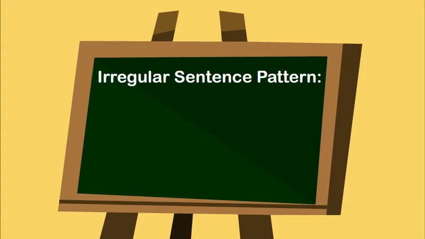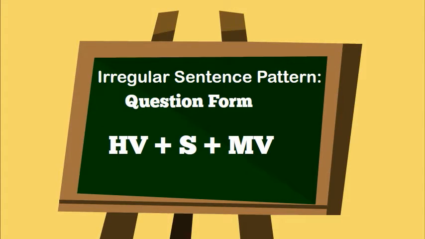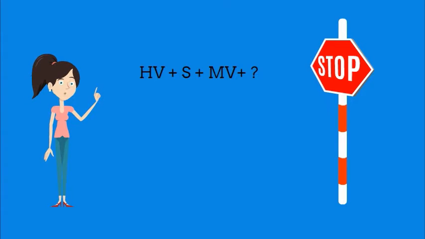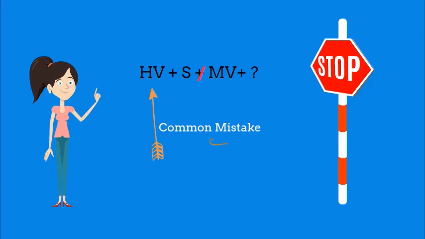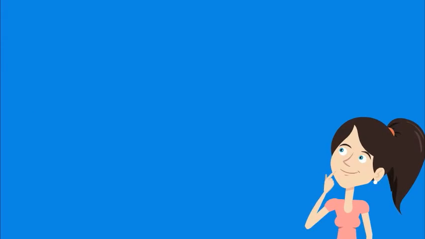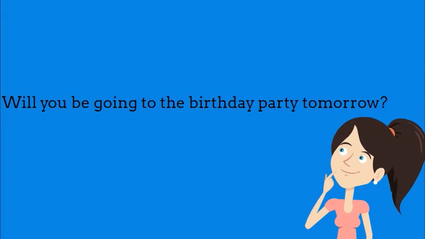Now let's look at a sentence with an irregular pattern in question form. The sentence pattern is usually a helping verb plus the subject plus the main verb plus the modifiers. Since there is not a clean division between the complete subject and the predicate, the helping verb is often left at the front of the question and is mistaken as being part of the complete subject. Here's an example. Will you be going to the birthday party tomorrow? Will is a helping verb and belongs with the other parts of the verb phrase be going. You is the subject that is interrupting the verb phrase because it's in question form.